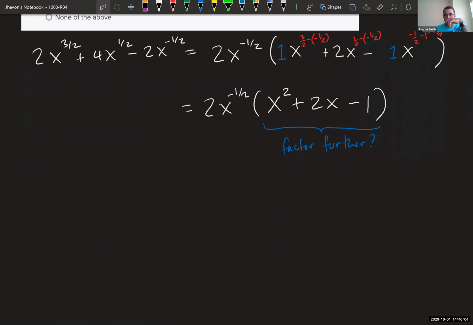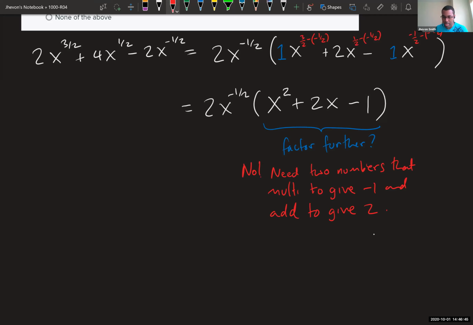No. How would you check? I did what multiples multiply to -1 but add to +2. Right, so you need 2 numbers that multiply to give the -1 and add to give the 2. Okay, can you think of 2 such numbers? No, right? No such numbers.